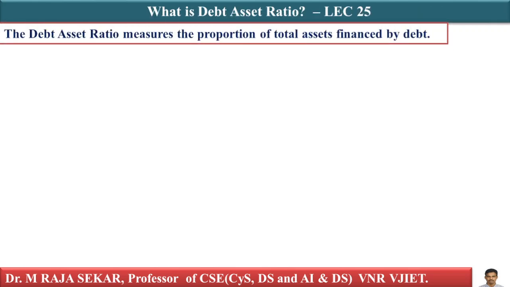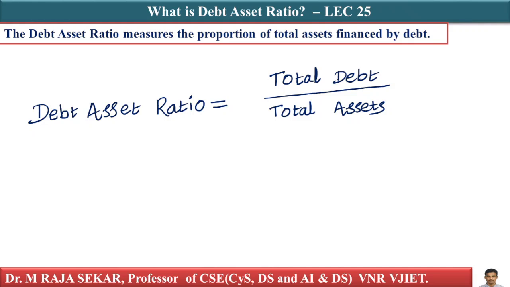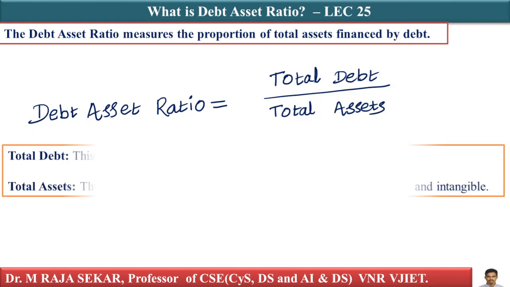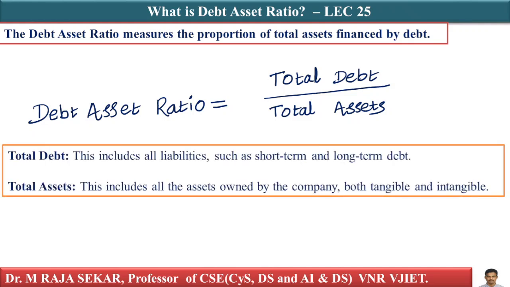Now let us try to understand the formula first. What is the debt to asset ratio formula? Total debt by total assets. What is total debt? Total debt includes all liabilities, isn't it? Total assets includes assets owned by the company, both tangible assets and intangible assets.